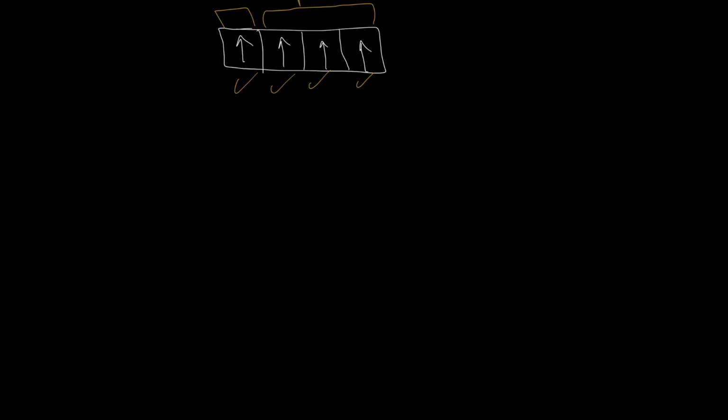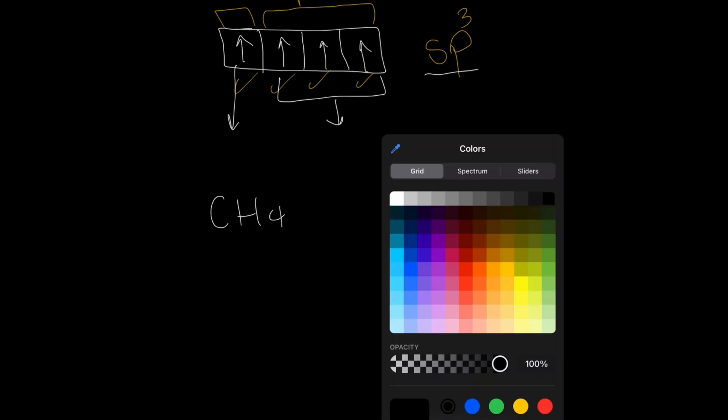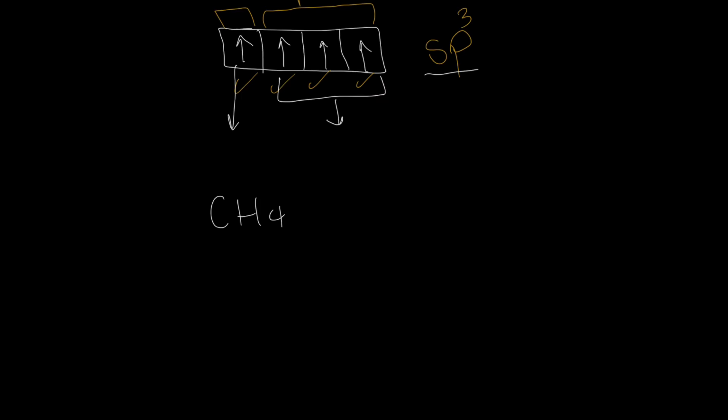In this case, we call this type of hybridization sp3, which means we have one orbital of s, as you can see here, and three orbitals of p, and that's why it's called sp3. Let's take CH4, which is the most famous example of sp3 hybridization. If you were asked to draw CH4, you have to draw it in a three-dimensional structure.